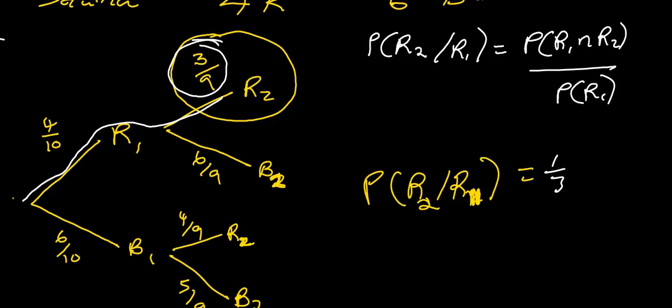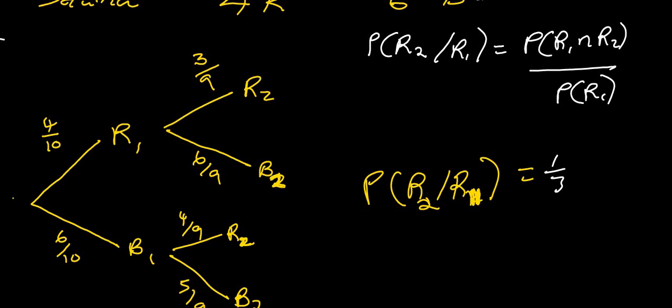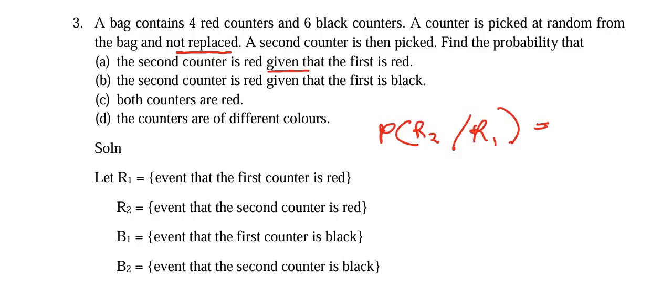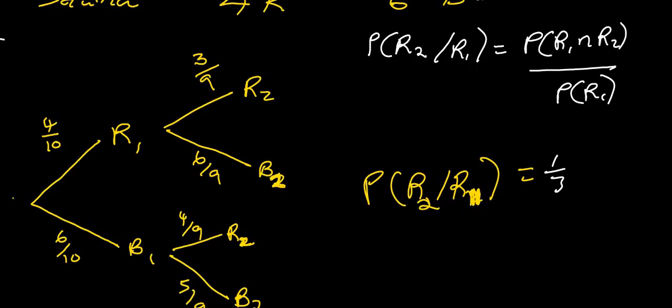So whenever it's possible for you to draw a tree diagram, it's easy to evaluate because you just pick it according to the condition. Even look at the next one here. They're saying the second counter is red, given that the first one is black. So you go here. The first one is black, the second counter is red. So the answer is supposed to be 4/9. That's all.